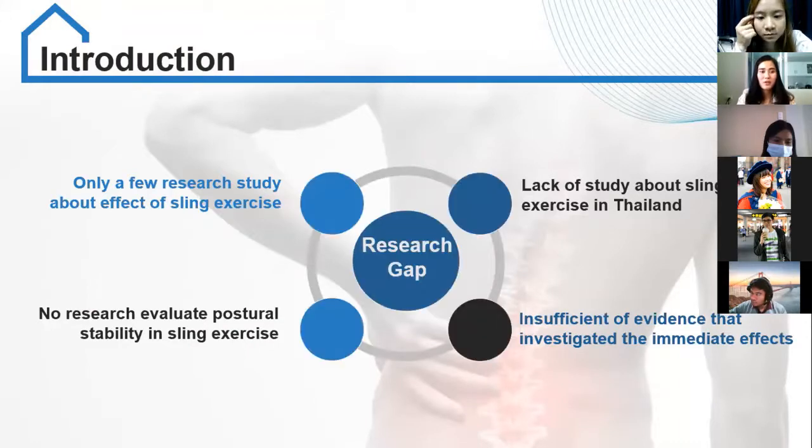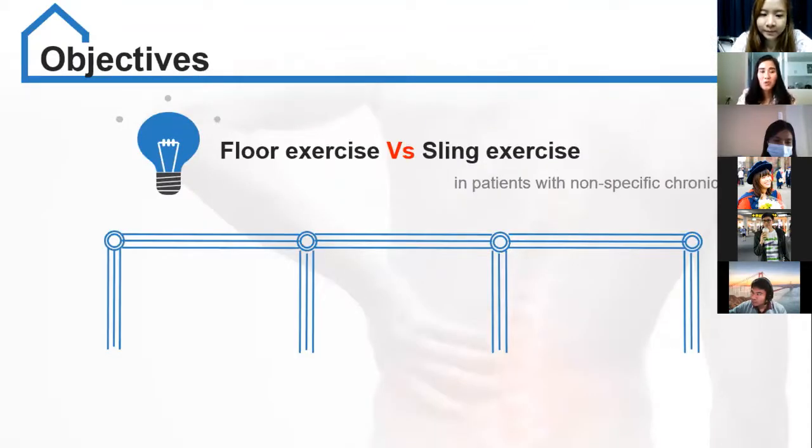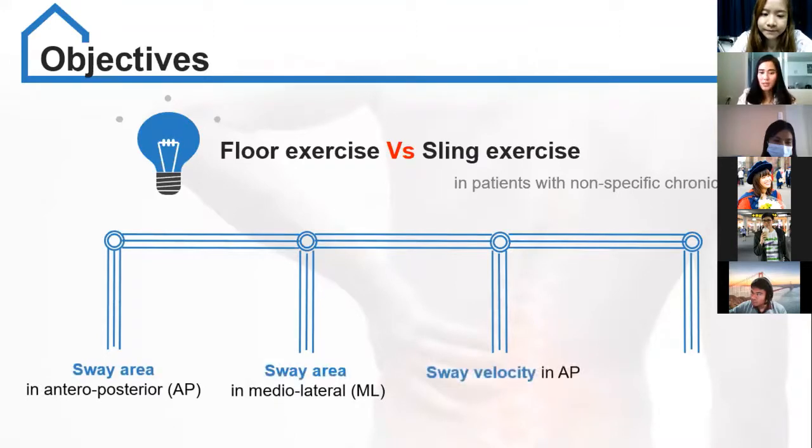However, only a few studies have assessed the effect of sling exercise, and there is a lack of study about sling exercise in Thailand. The largest of the research investigates the long-term effect of sling exercise, but the immediate effect of sling exercise on postural stability was not evaluated by any study. Therefore, this study aimed to compare floor exercise and sling exercise on postural stability, as sway area and sway velocity in both anterior-posterior and medial-lateral planes, in patients with low back pain.